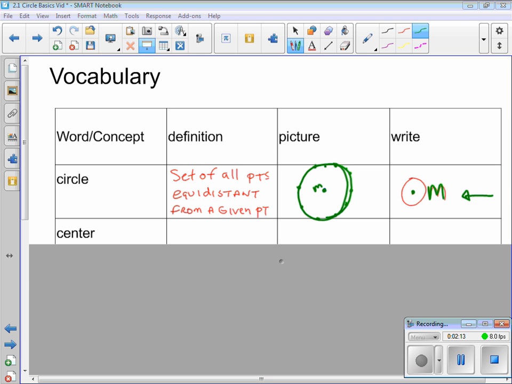One thing you want to know is that the point in the center is actually not part of the circle. It's just a reference point for setting up the name of the circle and where the circle lies. The points of the circle are out here on the circle. Keep that in mind as we move forward.